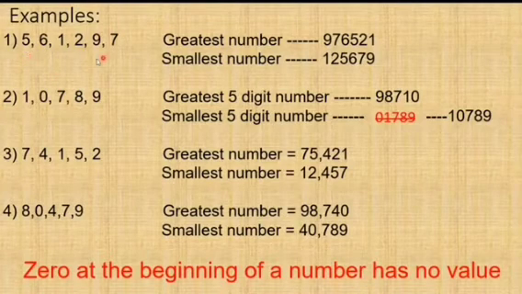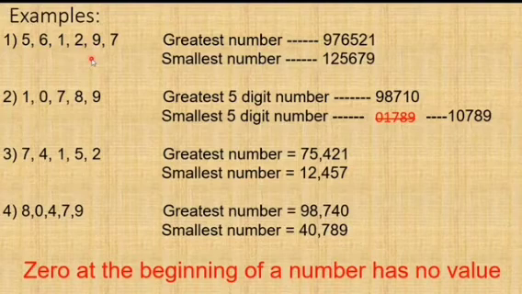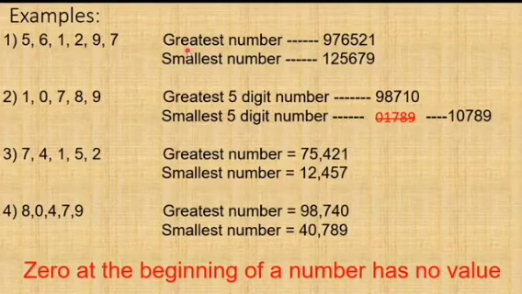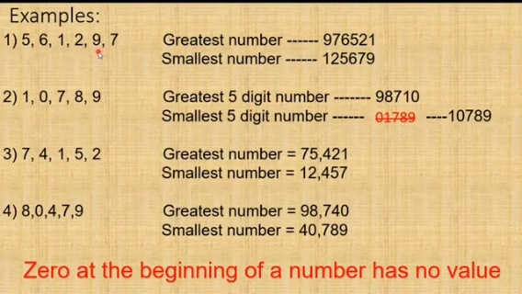We have been given a set of numbers here. 5, 6, 1, 2, 9, 7. Nothing is in order. Yes? Then we are supposed to form the greatest number out of this. Now how do we do that? The rule is you arrange all the numbers in descending order. Which is the greatest number here? 9. So we start with 9. 9, 7, 6, 5, 2 and 1. This gives you the greatest number.